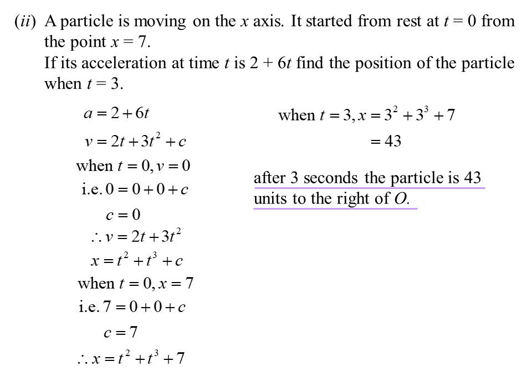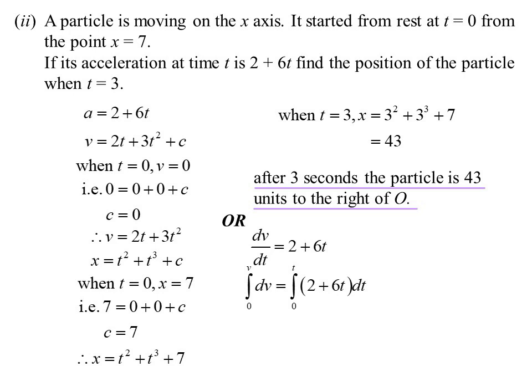So I could have said, well, acceleration I know is dv/dt. So dv/dt is 2 plus 6t. That therefore means that the integral of dv is equal to the integral of 2 plus 6t dt, and I make it a definite integral. Our conditions we were told: when t equals 0, v equals 0.